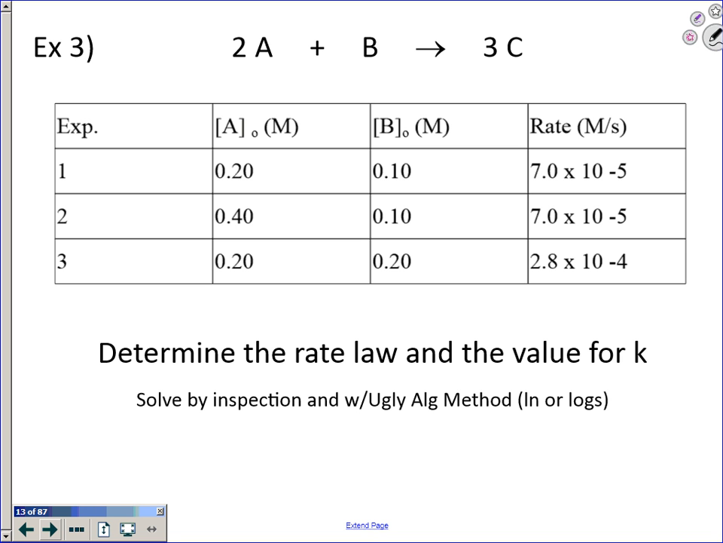0.6 times 0.4 times 4. So that answer is quadruple. Here's the individual base.